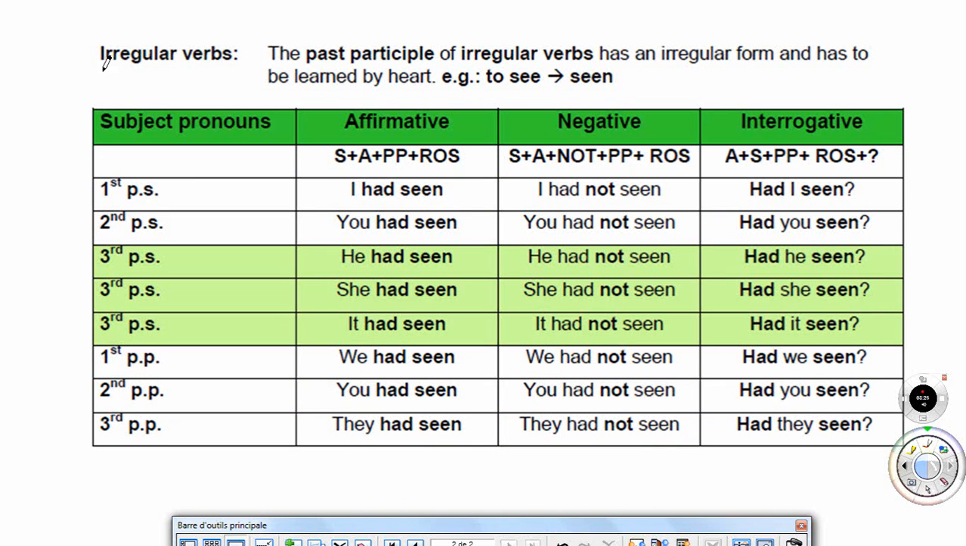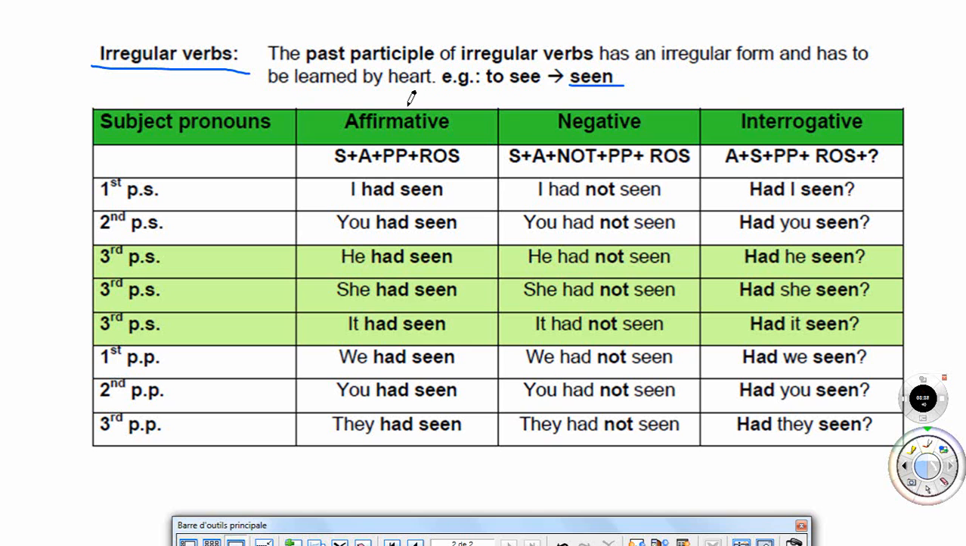Now, the irregular verbs. The past participle of irregular verbs has an irregular form and has to be learned by heart. So you have to look at a list of irregular verbs. So to see is going to become seen.